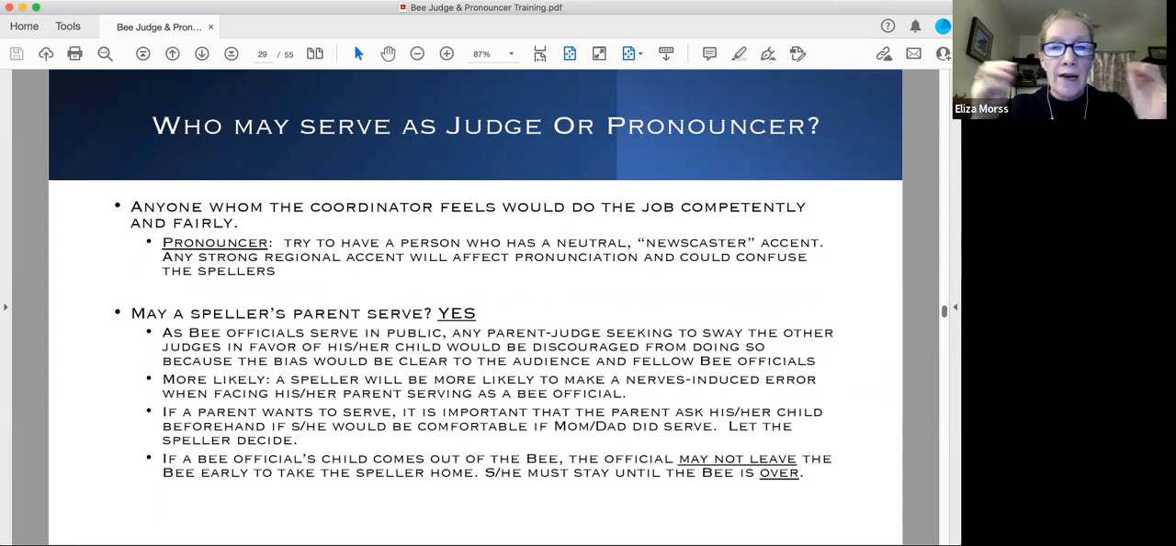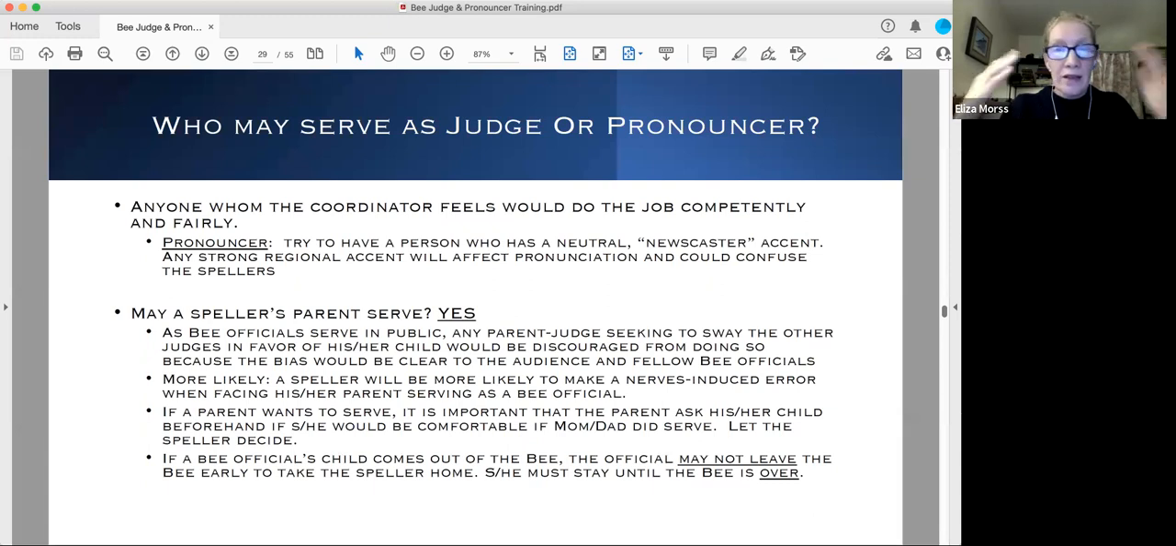Who can serve? Basically anyone. Your grandmother could serve. Your high schooler could serve. But basically anyone can serve as a judge or a pronouncer who the coordinator feels would do the job competently and fairly. Key about the pronouncer, and this is big, try to have someone who has a newscaster accent, a neutral accent. And of course neutral is that funny word because we all have accents. I don't perceive that I have one, but of course we all do. But someone who has an American newscaster accent, just very flat.